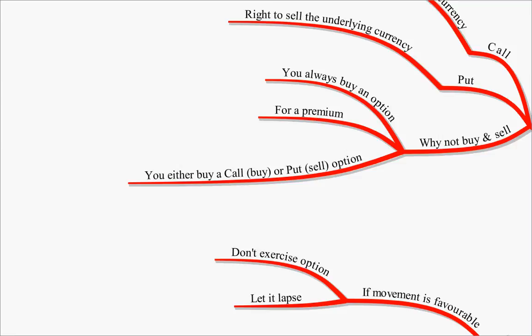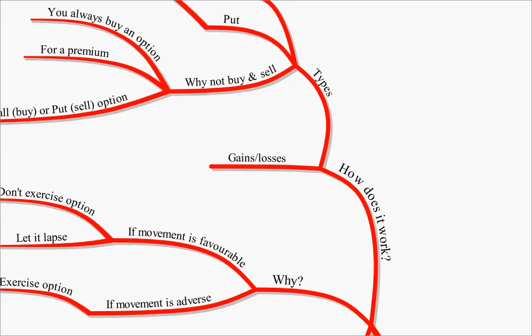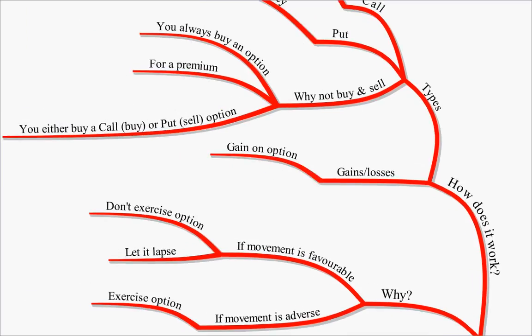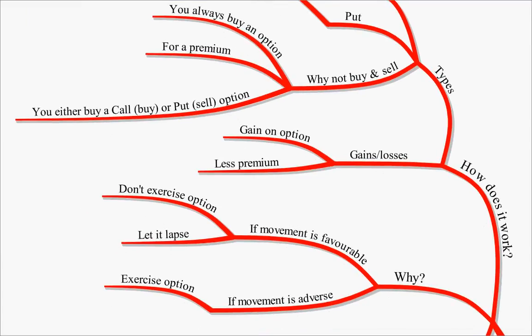How do you calculate your gains and losses then? Well, the gain on an option will be the first thing you calculate, and then you have to subtract your premium. Remember that you always pay the premium whether you exercise the option or not. You have to pay the premium.